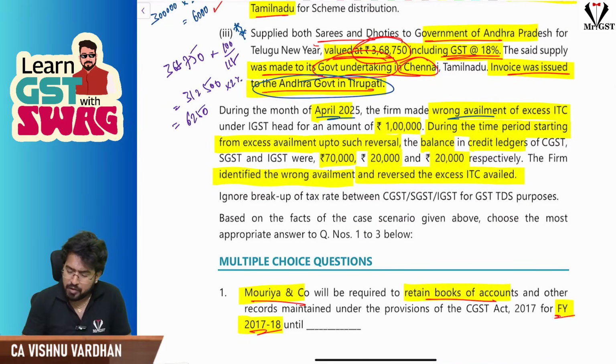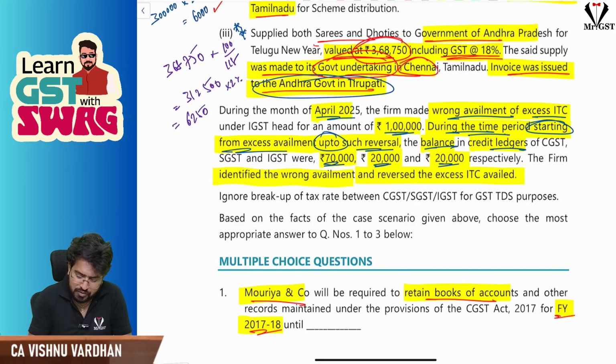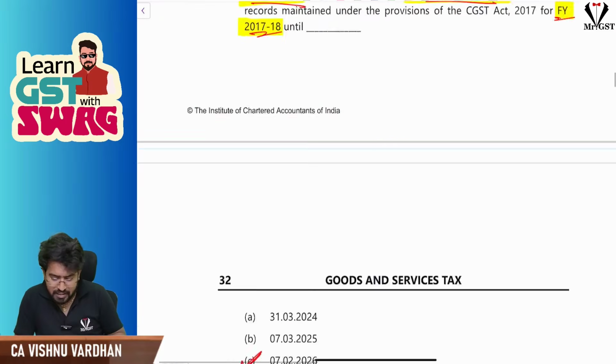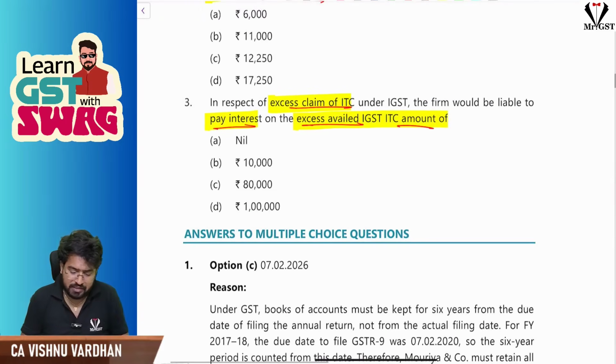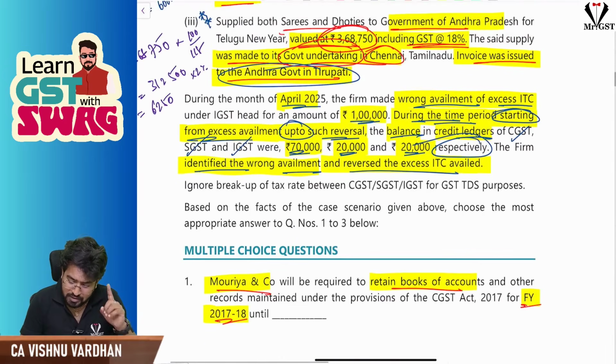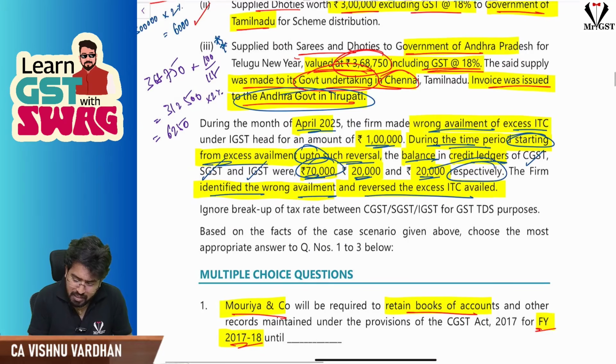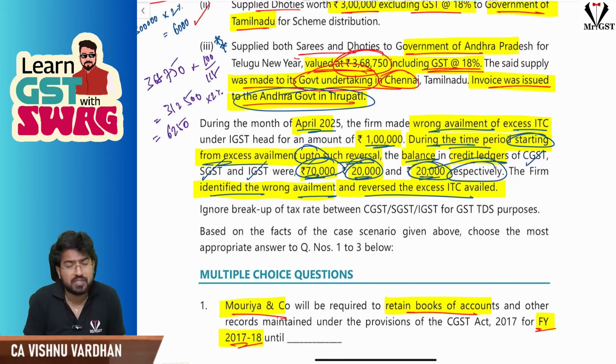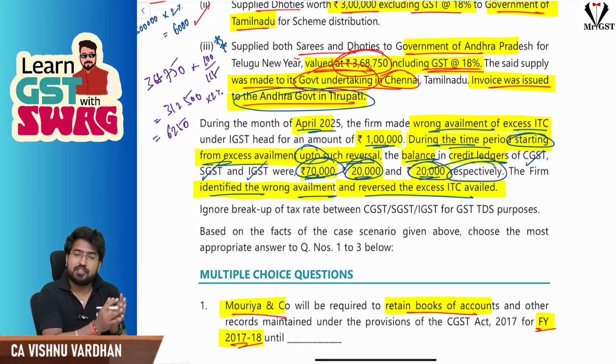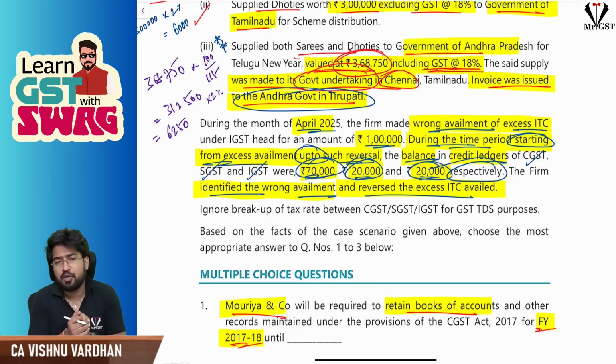Next, for the month of April, wrong availment of excess ITC, 1 lakh, they have done. And during this time period, from the excess availment up to the reversal, the balance in the credit ledger is 70,000, 20,000, 20,000 in CGST, SGST, IGST respectively. Now, they have identified the wrong availment of ITC and reversed that. There is a question regarding interest, what you have to pay on the excess claim of ITC. If you see, they have claimed an excess amount of ITC of 1 lakh rupees, but the closing credit ledger balance is always 70, 20, 20. That is 1 lakh 10,000. So you should see the lump sum figure in the credit ledger balance. It is not individually under the respective head. So the cumulative balance should not fall below 1 lakh. It has not fallen below 1 lakh.